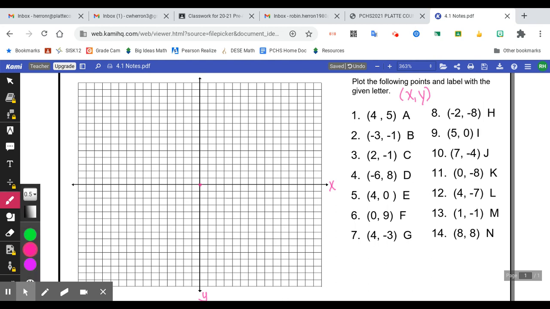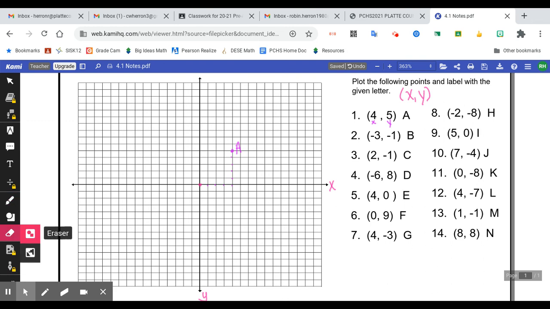So let's start here with our first one. We've got 4, 5. Again, this is x, this is y. I'm going to go right 4, 1, 2, 3, 4, and then up 5. 1, 2, 3, 4, 5. X and then y. So this would be my A point.